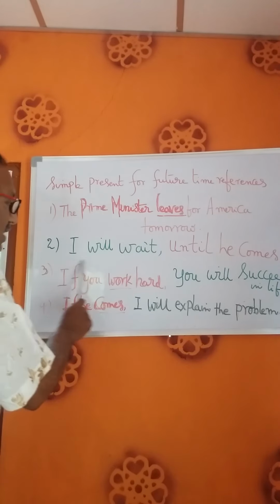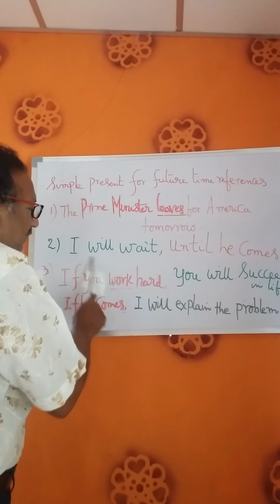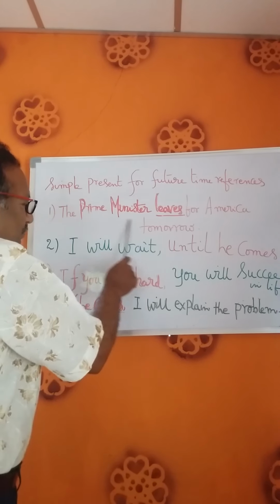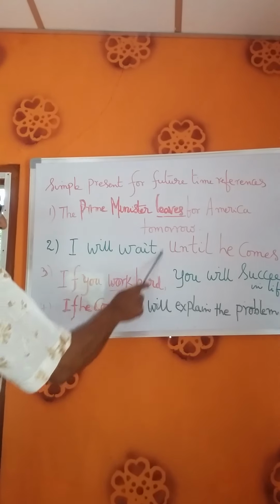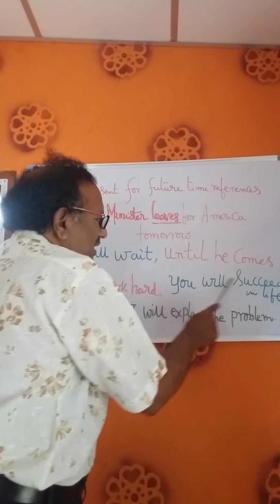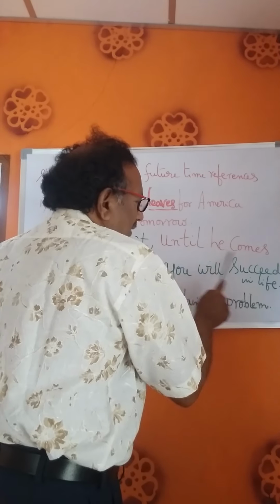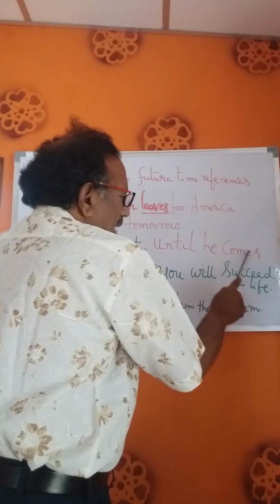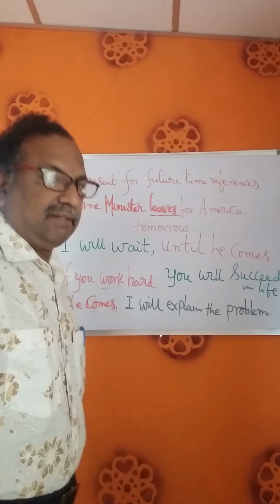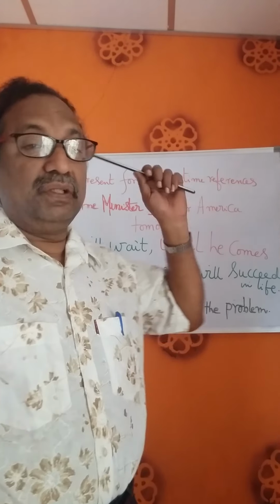Here the tense is I will wait, will is there. We say that it is future tense. Okay, this talks about the future time, but what about the tense here? Until he comes. Here comes is undoubtedly in the simple present, but it talks about the future time. Okay, you might have understood the point.